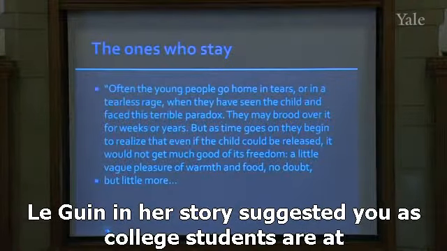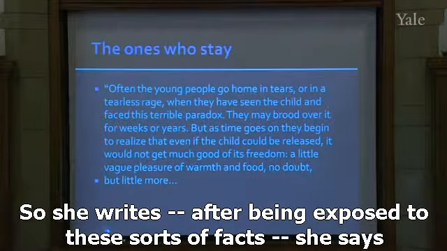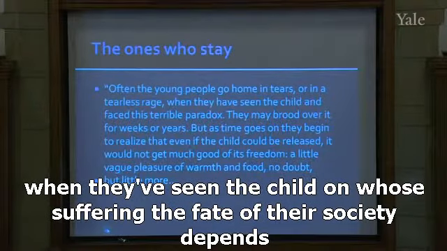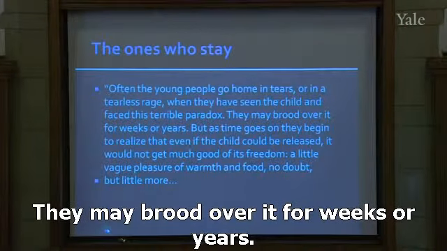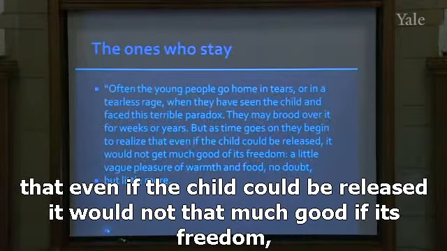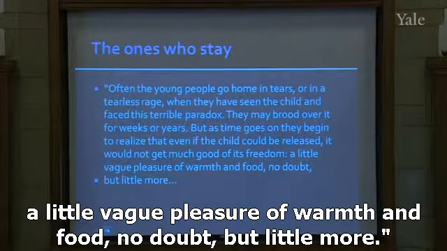Le Guin, in her story, suggests that you, as college students, are at exactly the age where the salience of this may affect you most profoundly. So she writes, after being exposed to these sorts of facts, often the young people go home in tears or in a tearless rage when they've seen the child on whose suffering the fate of their society depends and face this terrible paradox. They may brood over it for weeks or years, but as time goes by, she says, they begin to realize that even if the child could be released, it would not get much good of its freedom, a little vague pleasure of warmth and food, no doubt, but little more.